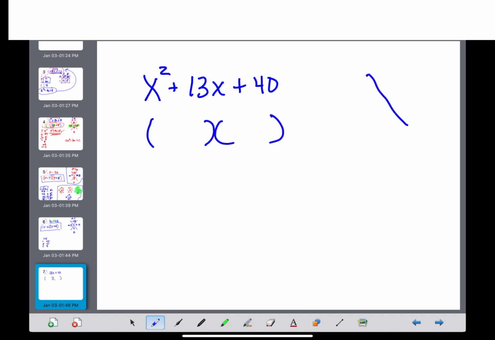Try the next one. Let's go x squared plus 13x plus 40. Give you a couple seconds to try this one on your own and see how you do.